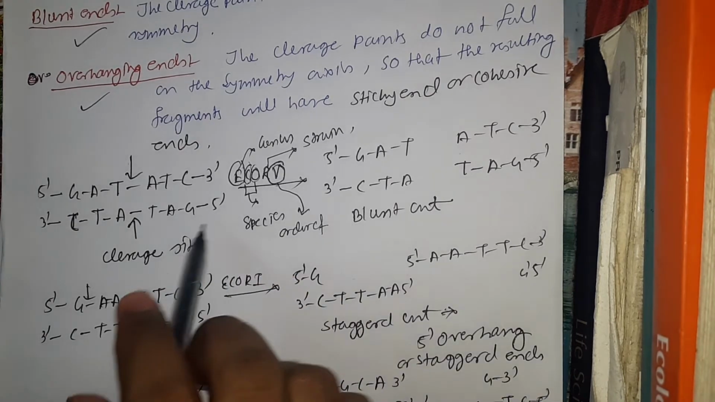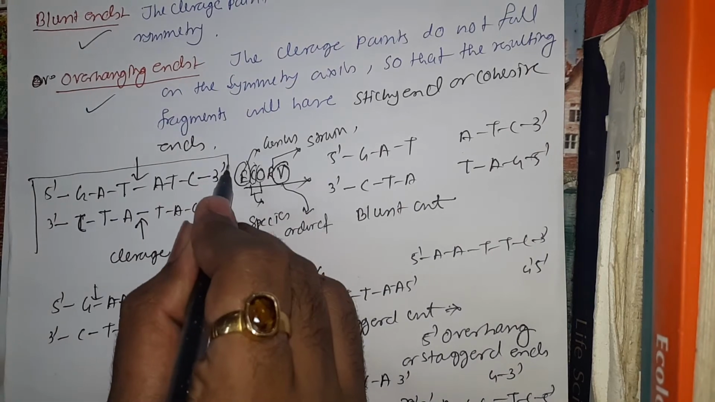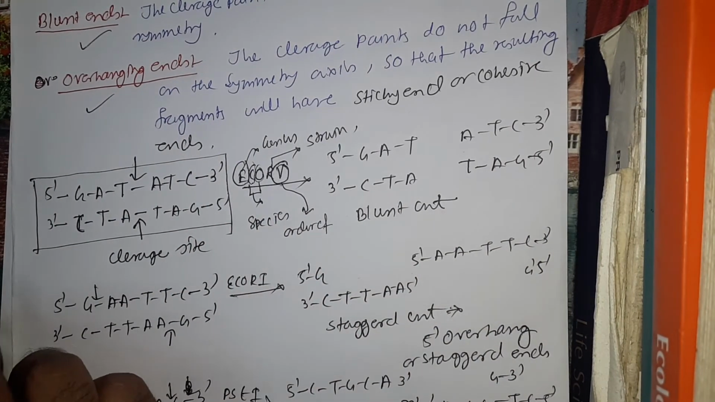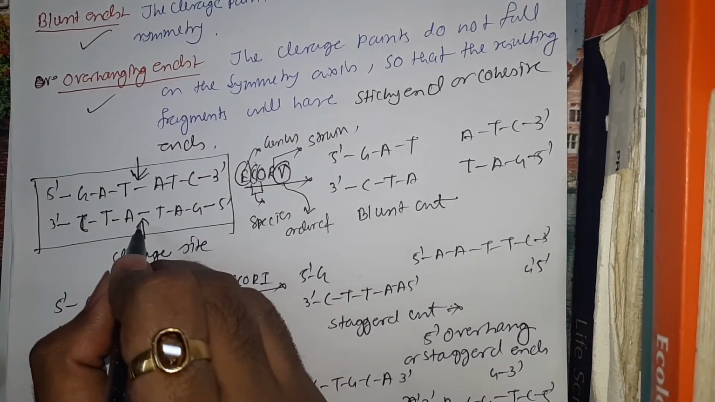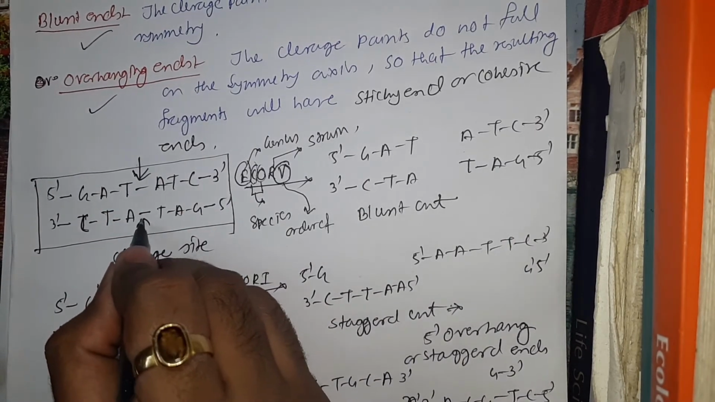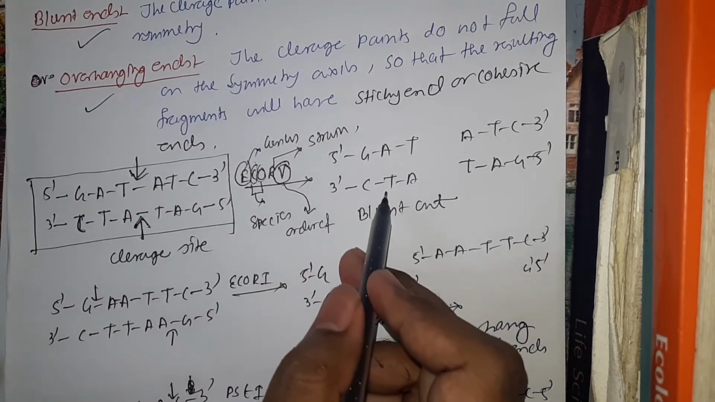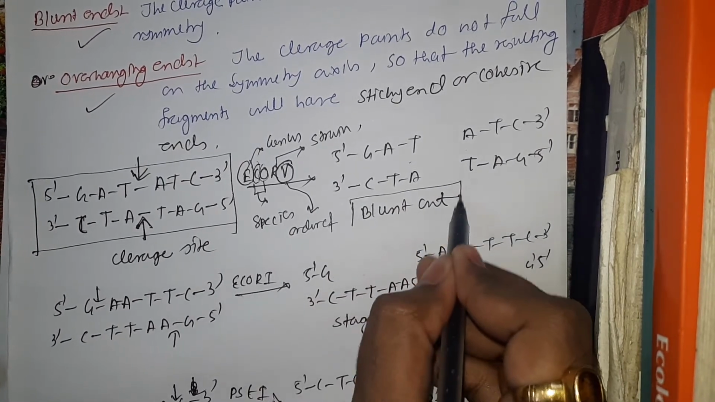So suppose the specific site, or you can say recognition site, for Escherichia coli is this. Okay. If the cleavage site is exactly on the axis of symmetry like this, then the resulting restriction fragment will have blunt ends, and the cut is called a blunt cut.